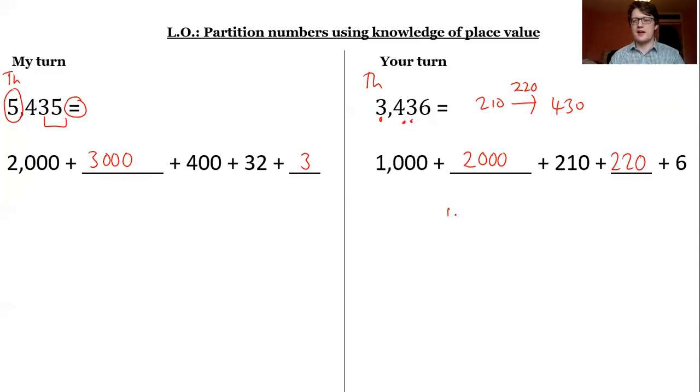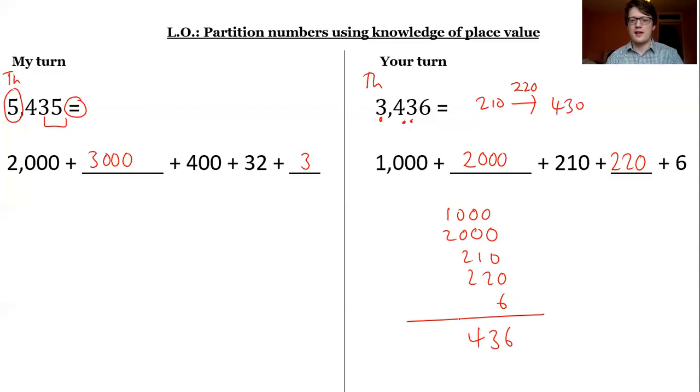And again, if we just check that, if I add all these up using a column method, I should see that I get to this whole. So 6, I get 3 tens, 4 hundreds, and 3 thousands. So now you've completed this video, you can go back if you want to go back through any of those questions, or go on now and have a go at your independent task.